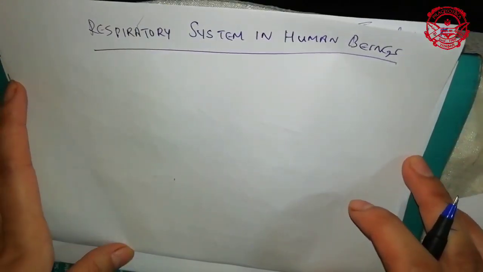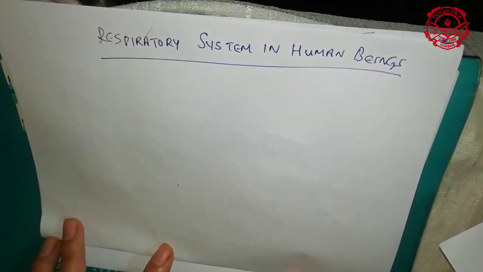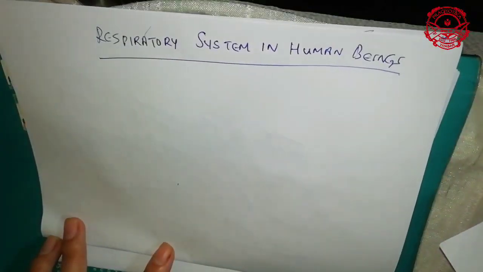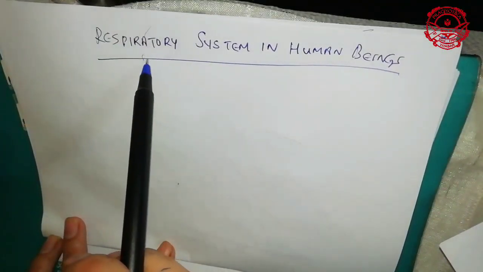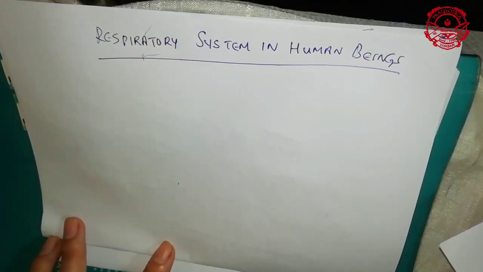Now we'll move on to the respiratory system in human beings. We know that external respiration in human beings takes place through a well-developed respiratory system. External respiration allows us to breathe in oxygen rich air into the lungs, and then you exhale carbon dioxide rich air from the lungs.